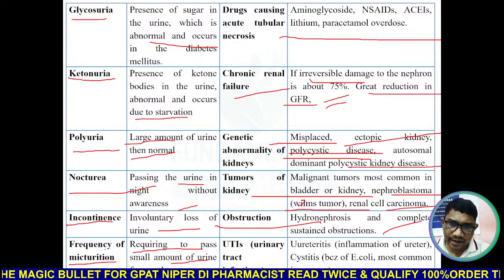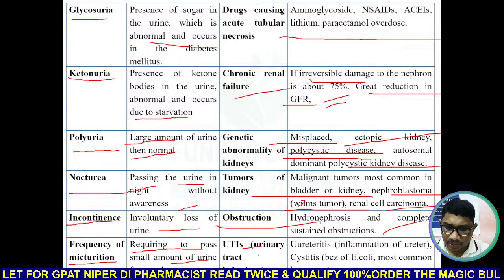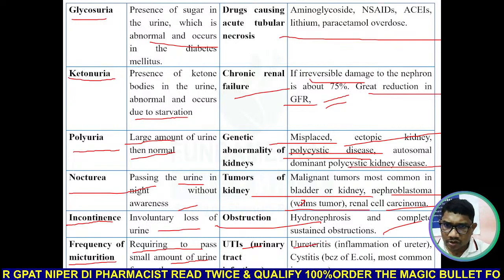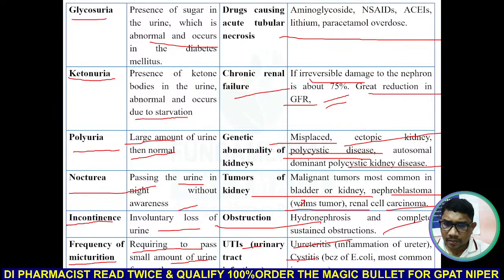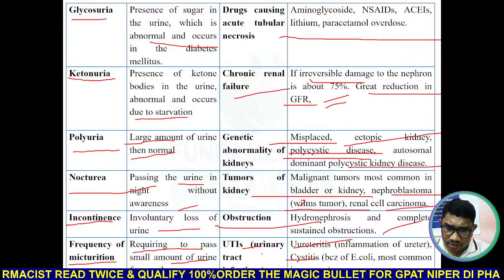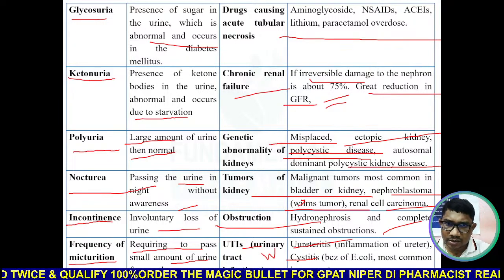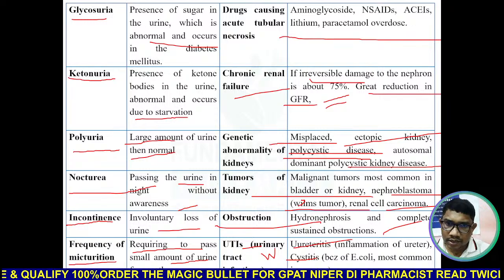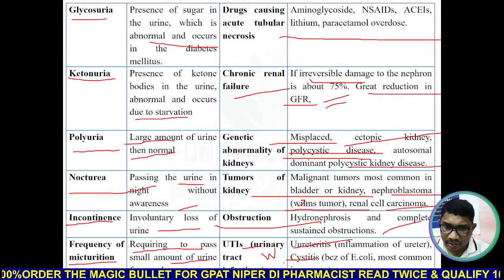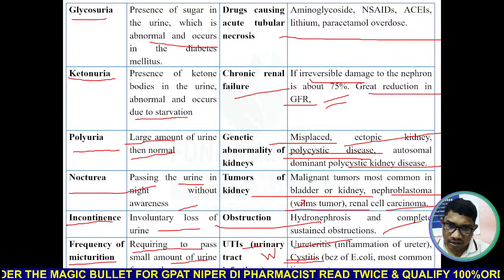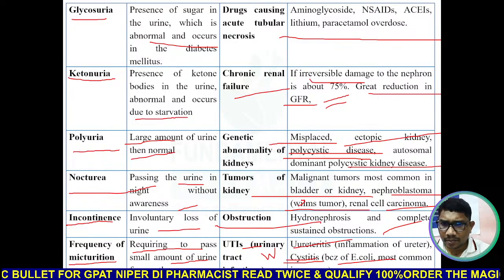UTIs, urinary tract infections. UTI means urinary tract infection, because of urethritis, inflammation of the ureter, cystitis, most common in women. UTIs are most common in women because the male urethra is long, while the female urethra is short, so females get urinary tract infection more often. It is called cystitis. Most common cause is E. coli.